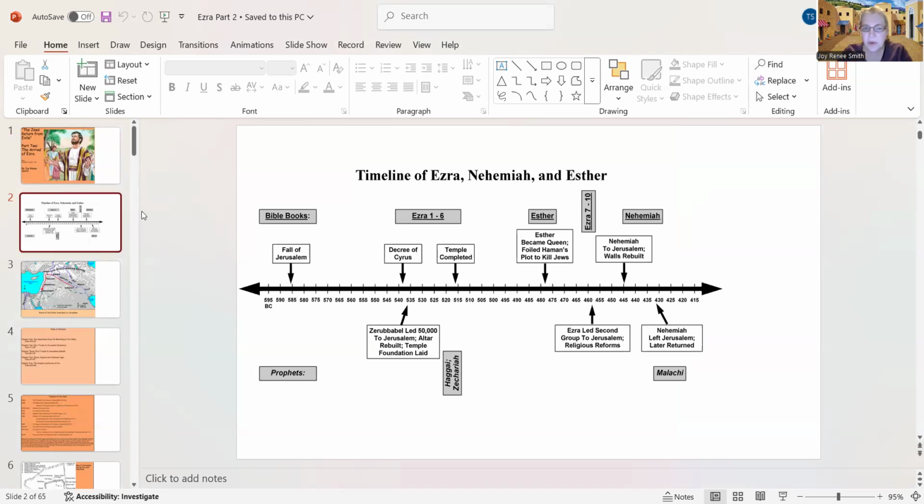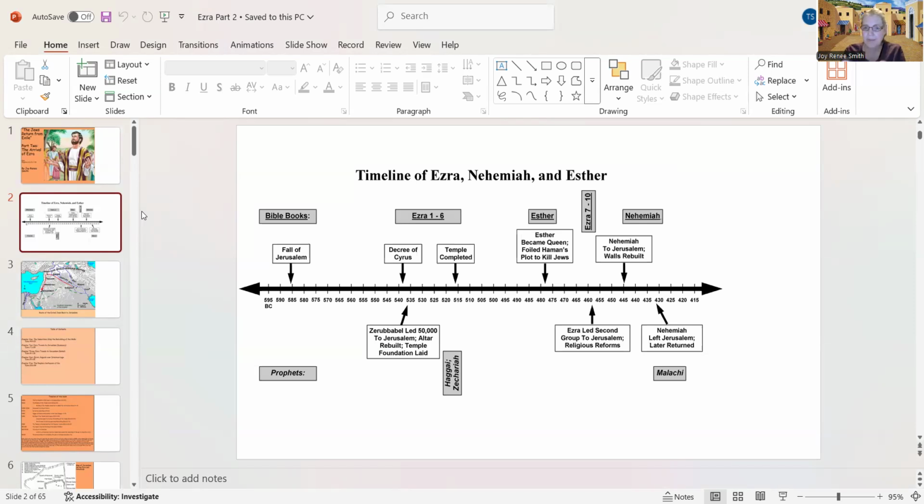So, Ezra 1 through 6, which is already on YouTube, has to do with when they first came to Jerusalem to rebuild. Zerubbabel led the group to Jerusalem. The altar was rebuilt, the temple foundation laid, and then it's completed in the first 6 chapters. During that time, Haggai and Zechariah were the prophets.